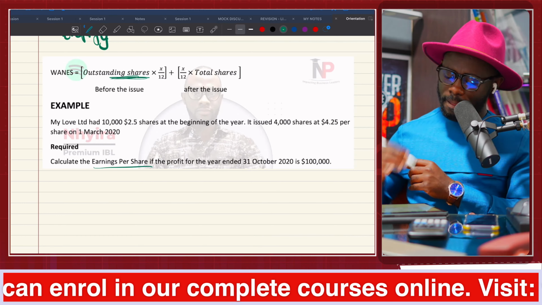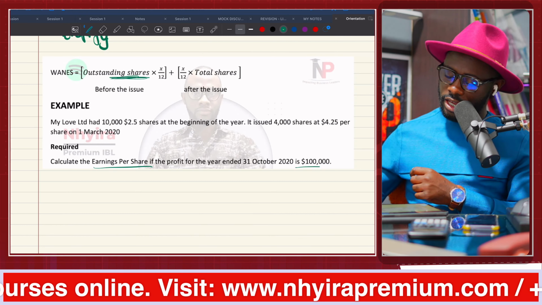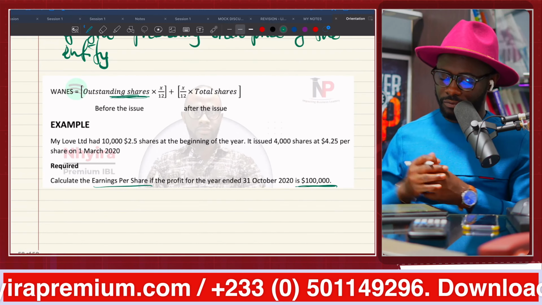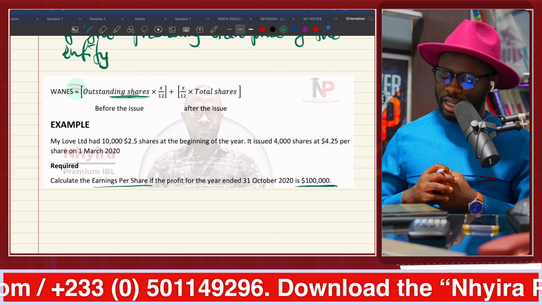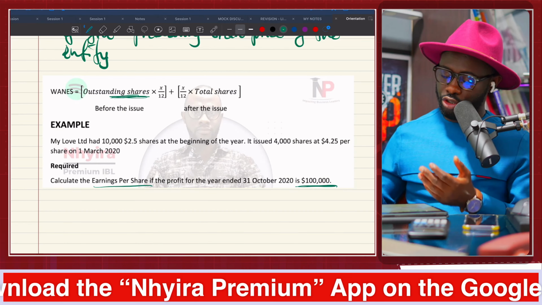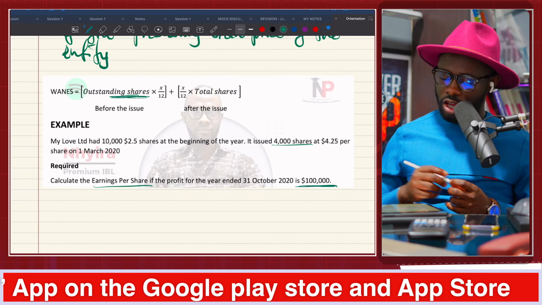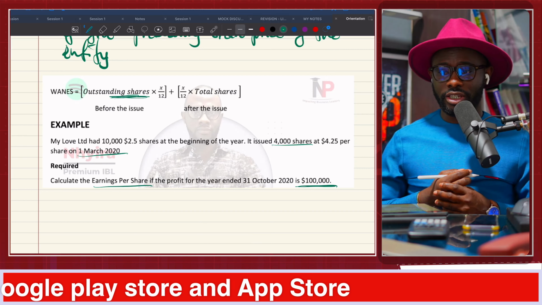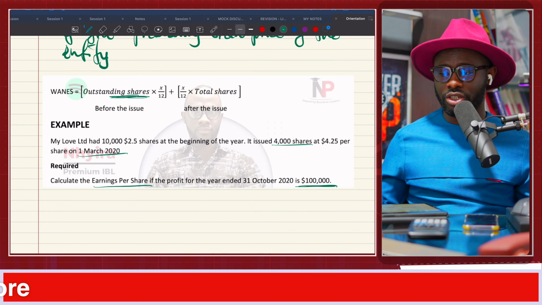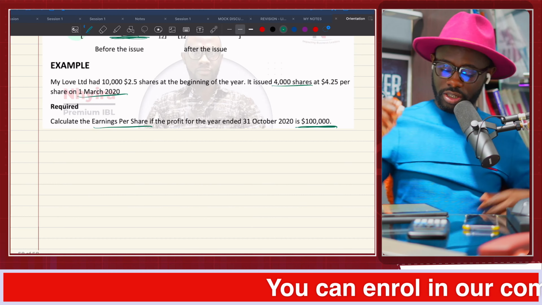Calculate the earnings per share if the profit for the year ended 31st October 2020 is $100,000. My Love Limited had 10,000 $2.50 shares at the beginning of the year. It issued 4,000 shares at $4.25 per share on 1st March 2020. Okay, so this is a full market price situation, and so you know what you're supposed to do already, so let's go straight into it.